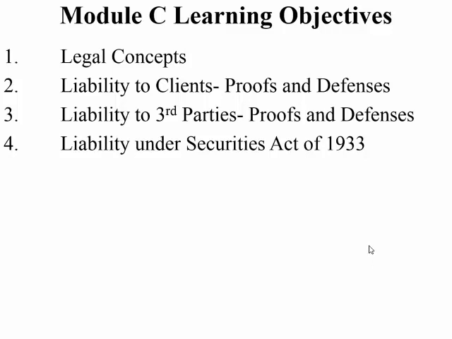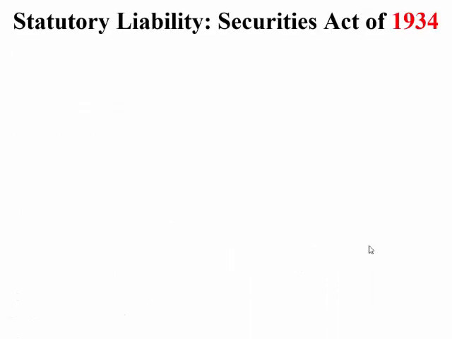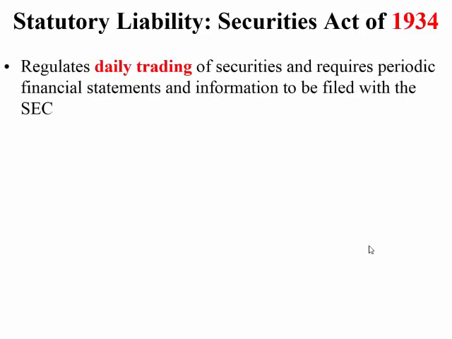Learning Objective 5 in Module C deals with the Securities Act of 1934. And the Securities Act of 1934 handles or regulates the daily trading of securities, and as part of that requires periodic reporting and financial statements to be filed with the Securities and Exchange Commission. And so looking back, when we talked about the 1933 Act, that again is dealing with IPOs or initial issuance. And so these are the more day-to-day types of regulations related to securities.